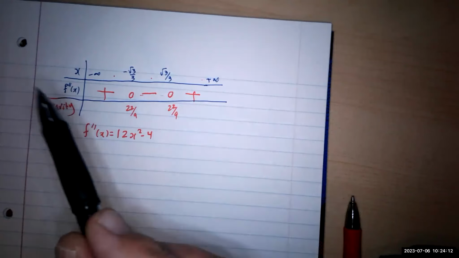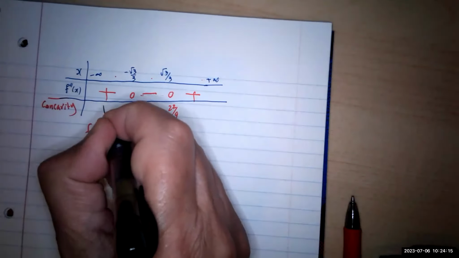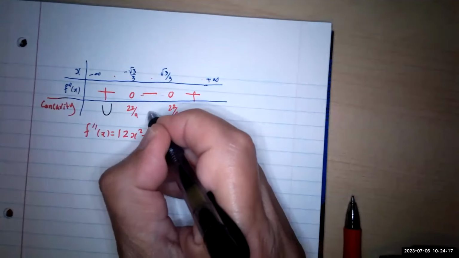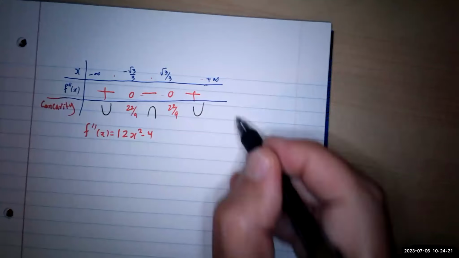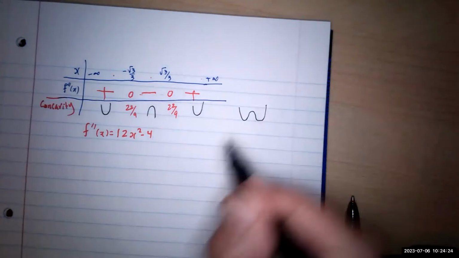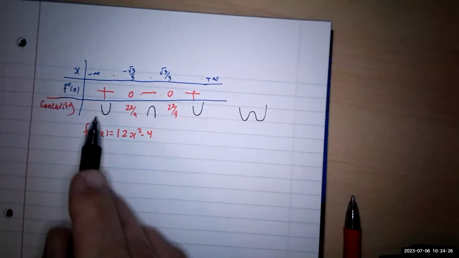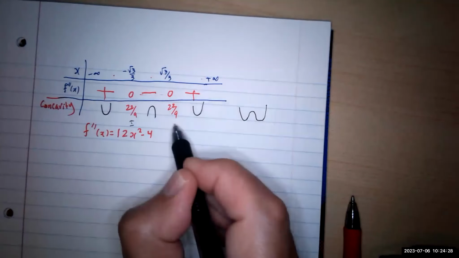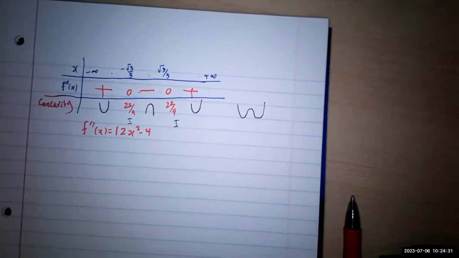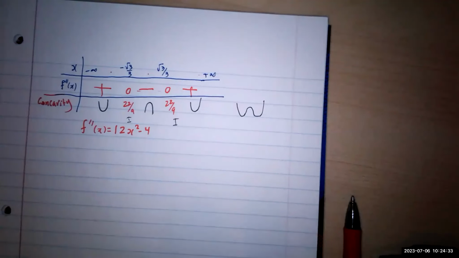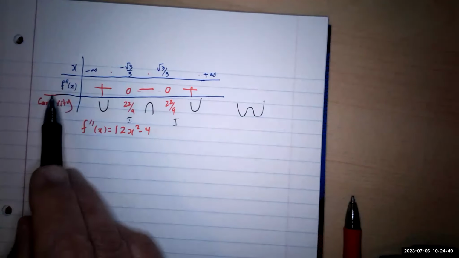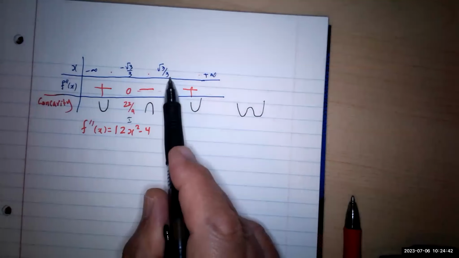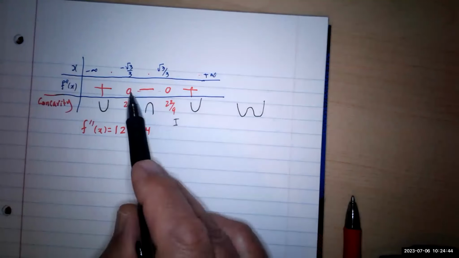Positive concave up, remember. Negative concave down. Positive concave up. That's it. You can graph it even, you see. So up, down, inflection point. Up, down, inflection point. That's it. If you give us the chart, we are satisfied. It's going to be concave up between negative infinity and negative radical 3/3, and between radical 3/3 and positive infinity, and concave down in between.